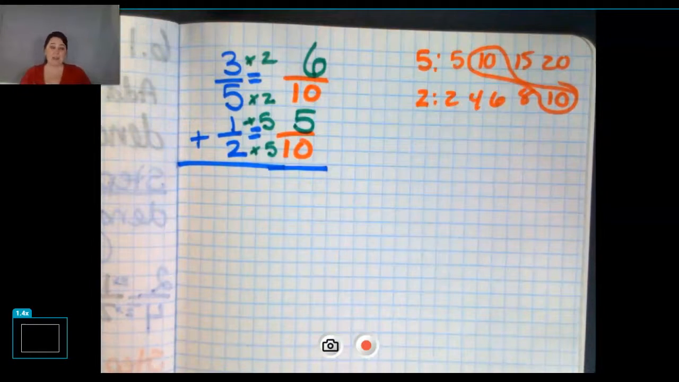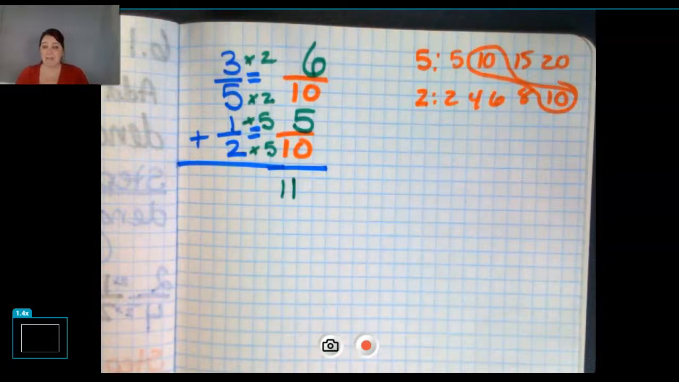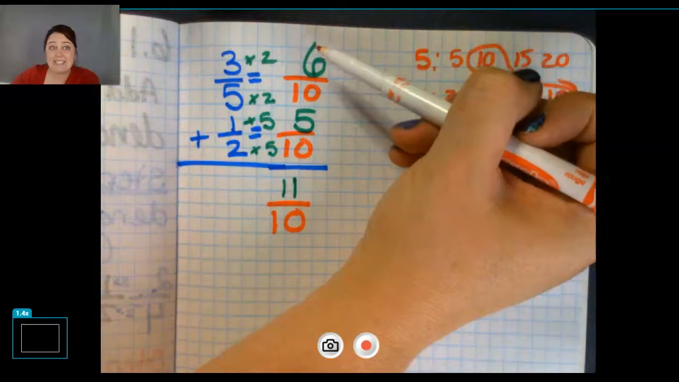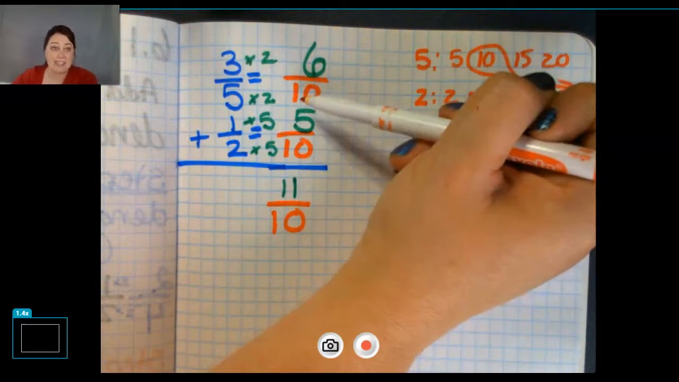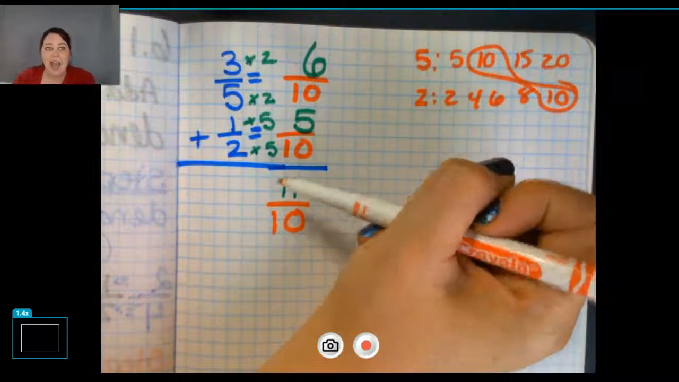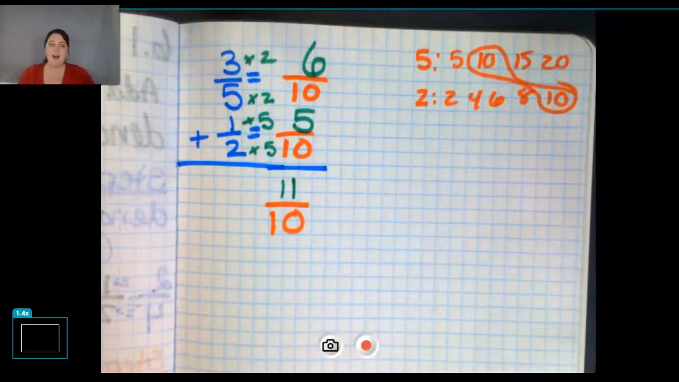Now I add my numerators. 6 plus 5 is 11. I never, ever, ever add my denominators because this is saying I had 6 out of the 10 pieces. Miss Grimm had 5 out of the 10 pieces. How many pieces do we have? Well, we have 11 out of the 10 pieces. Did some of you see something that's going on with the 11? The top number is bigger than the bottom number.